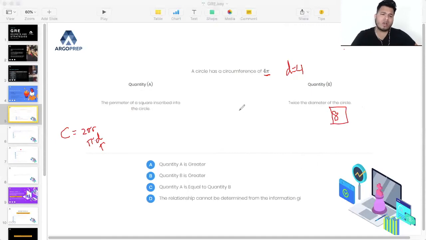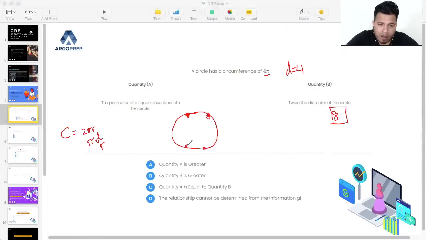Now, quantity A, the perimeter of a square inscribed into the circle. Here's where the fun stuff comes in, right? So the perimeter of a square that is inscribed into the circle. First of all, read it carefully. What's inscribed? The square is inscribed into the circle. What does that mean? You have to know how to draw it. This is geometry based, and a lot of people struggle with geometry, but this is a fairly simple one. The square is inscribed into the circle. That means that all 4 points of the square are going to be touching the circle.